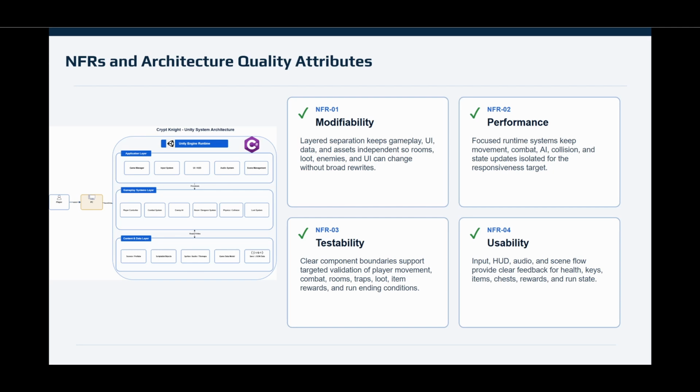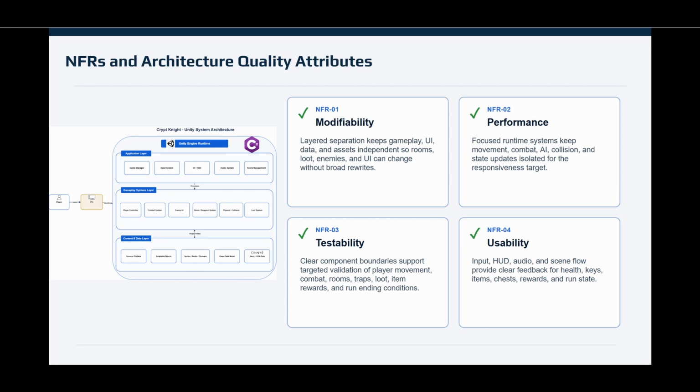For testability, the same separation makes the game easier to validate. Movement, combat, room generation, traps, chest interactions, item rewards, and run ending conditions can each be tested through the system responsible for that behavior instead of being mixed together in one large script. This is validated in the unit testing cases that are utilized throughout the project, as they're unreliant on anything outside of their scope.